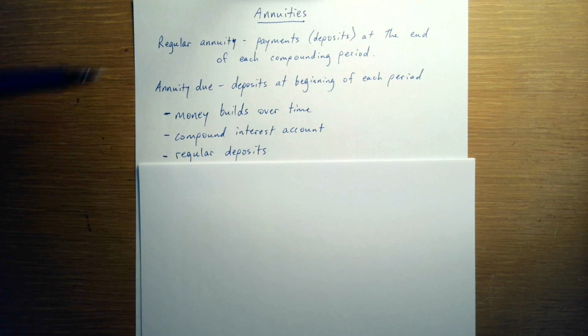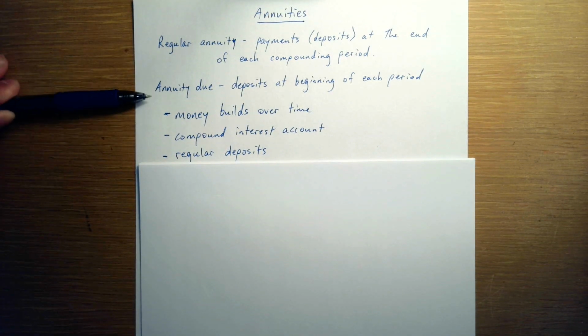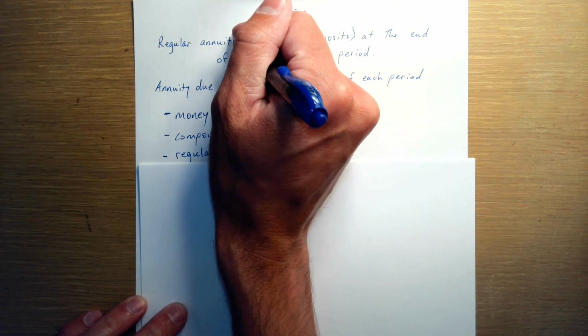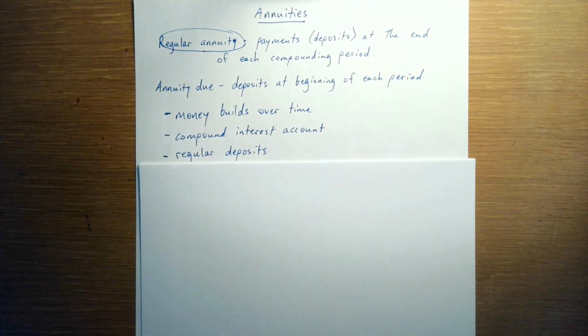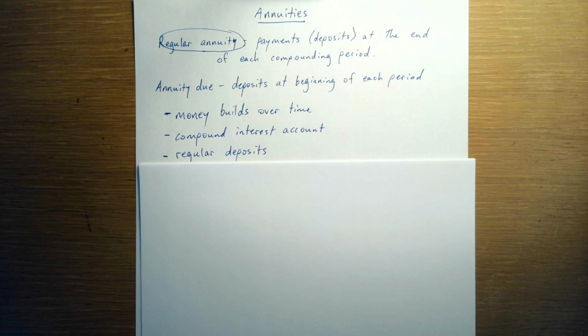One is called a regular annuity, which is the type that we'll be examining. That's where the payments or deposits are made at the end of each compounding period. The other way that's considered is called an annuity due. That's where you make the deposits at the beginning of each period. And so for us, all of these examples will be for regular annuities. Note that annuity due has a totally different formula, so nothing that we say here will work unless you adapt it to annuity dues.